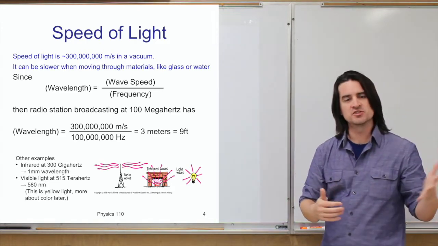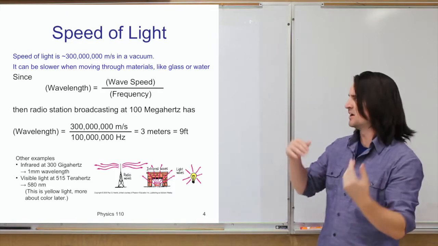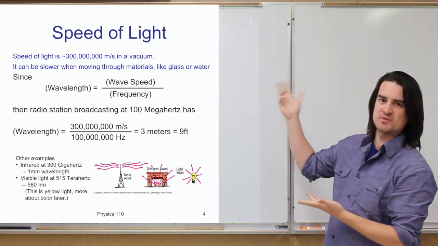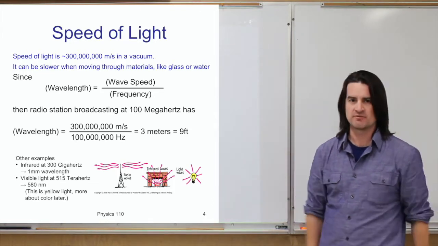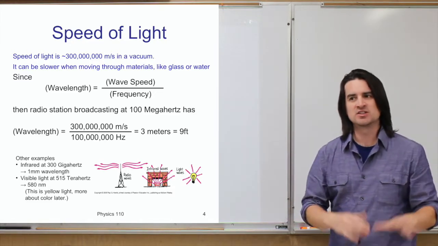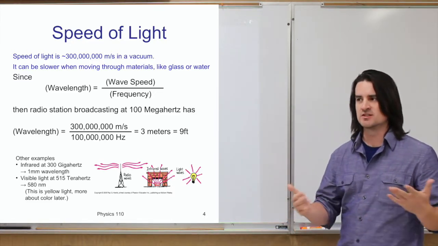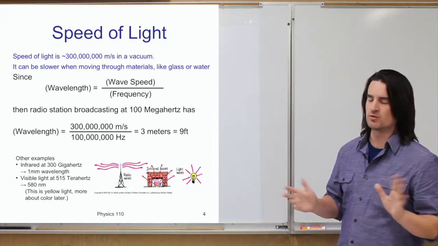And in other materials, it actually goes a little bit slower. In some materials, it goes quite a bit slower, but even half of the speed of light in a vacuum is still 150 million meters per second, which is still crazy fast. So saying light goes slower in materials doesn't mean it goes slow. It just means it's relatively a little bit slower. It's still incredibly fast.